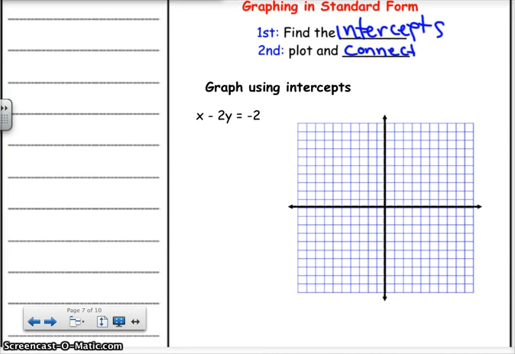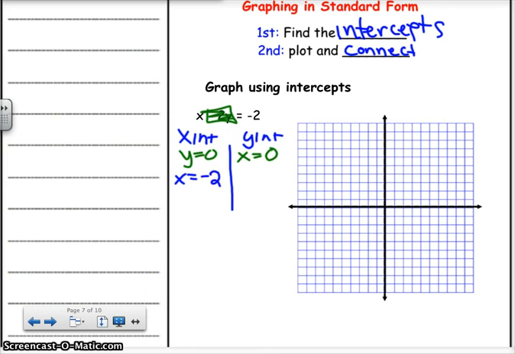Here we go. We're going to graph this equation. I have an x int, y int, line. At my x int, y equals 0. At my y int, x is equal to 0. So I'm going to cancel out the y. Looks like my x int is negative 2.